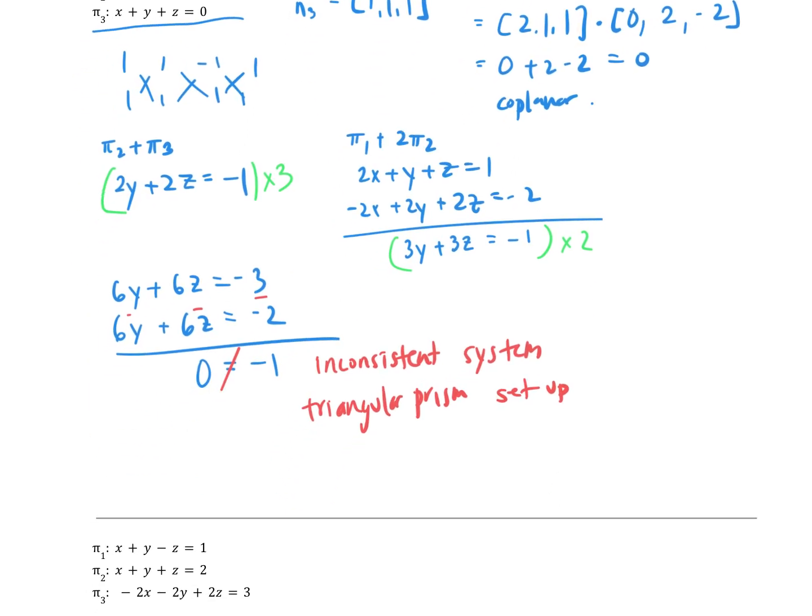So therefore, there is no intersection. And notice for all of these examples, if there is no intersection, I am concluding what the setup is. I'm not just going straight to no intersection. There's no intersection because the planes are arranged in that triangular prism. There is nothing common among all three planes.